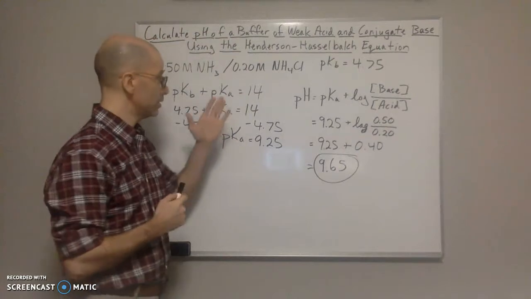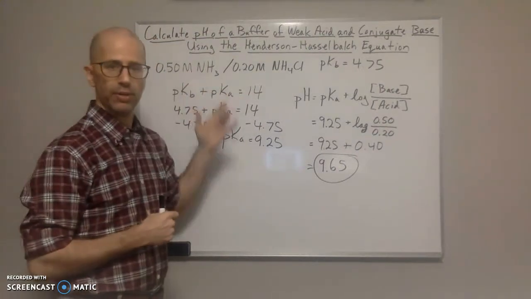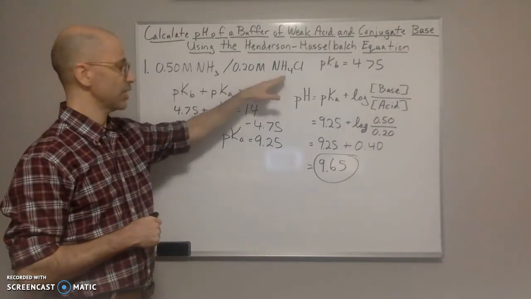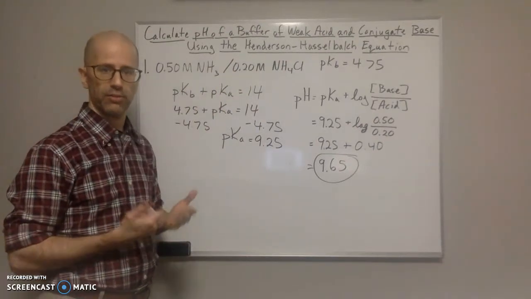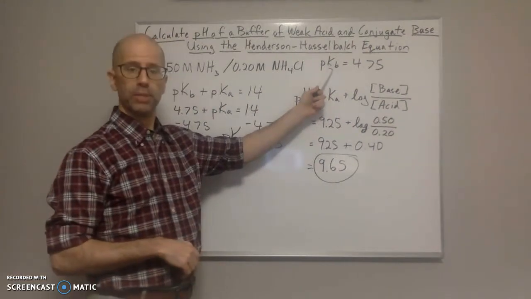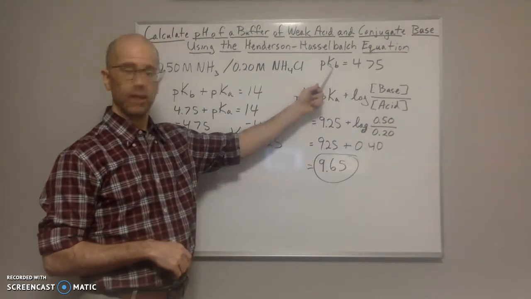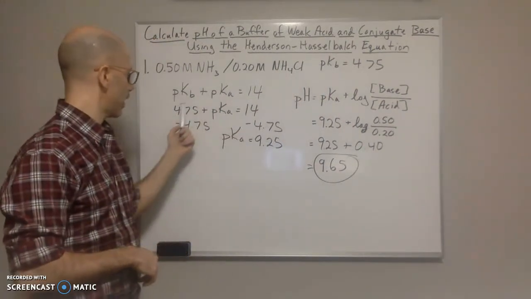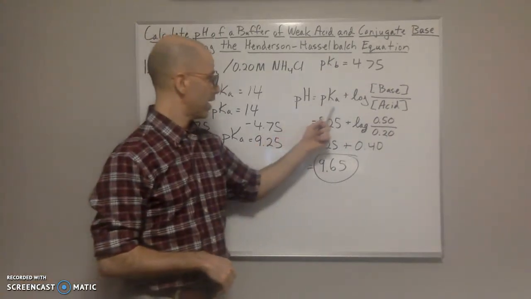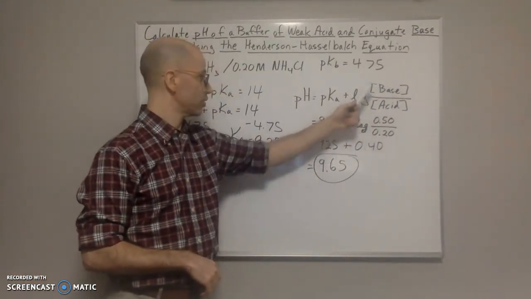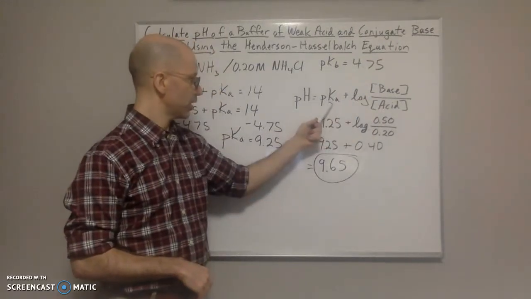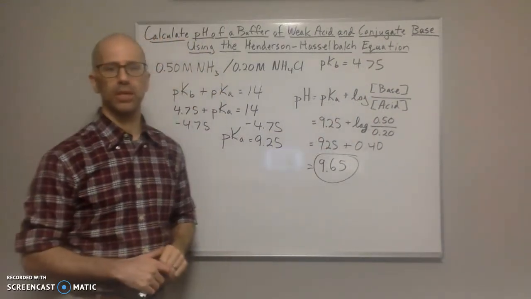Depending on what you have, if you're looking at the base and its conjugate acid, or the acid and its conjugate base, you might have to use the pKb to find the pKa. Once you find the pKa, you plug in your initial concentrations of base and acid for the buffer, plug in your pKa, and solve for the pH.